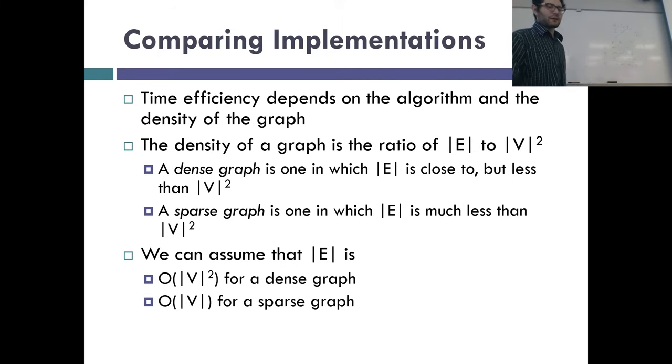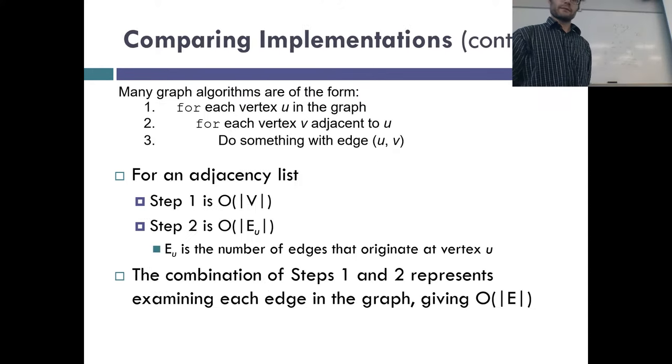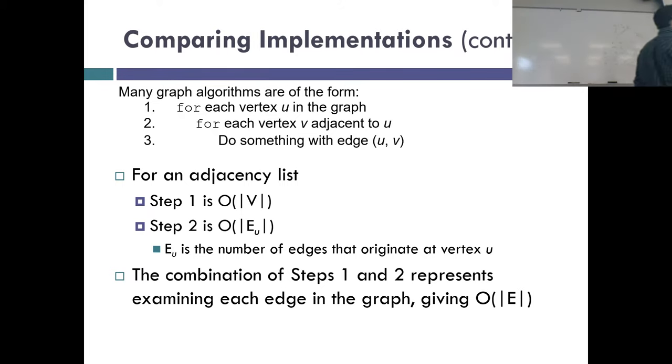So essentially we're going to say that the number of edges is V squared in a dense graph. In other words, every vertex has about V edges coming off of it. In a sparse graph, basically every vertex has about one edge coming off of it. So most algorithms that we haven't gone over yet look like this: for every vertex in the graph, look at all of its neighbors.